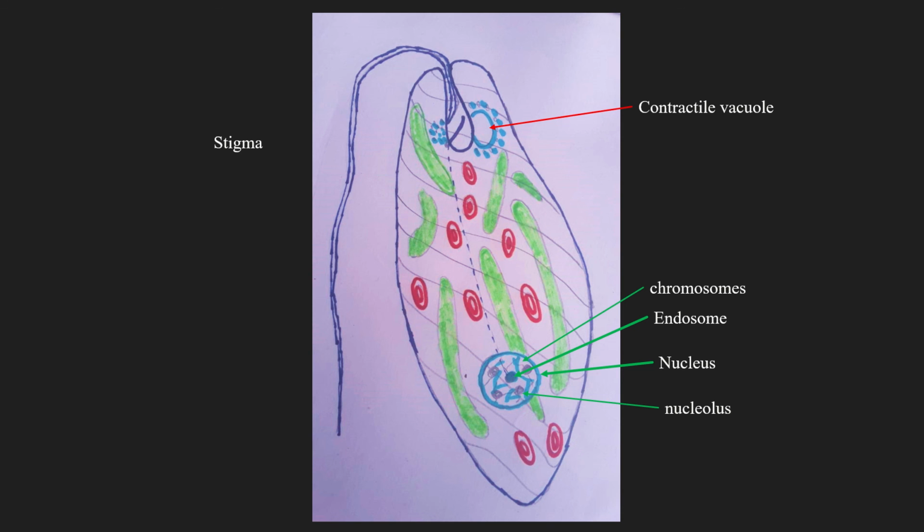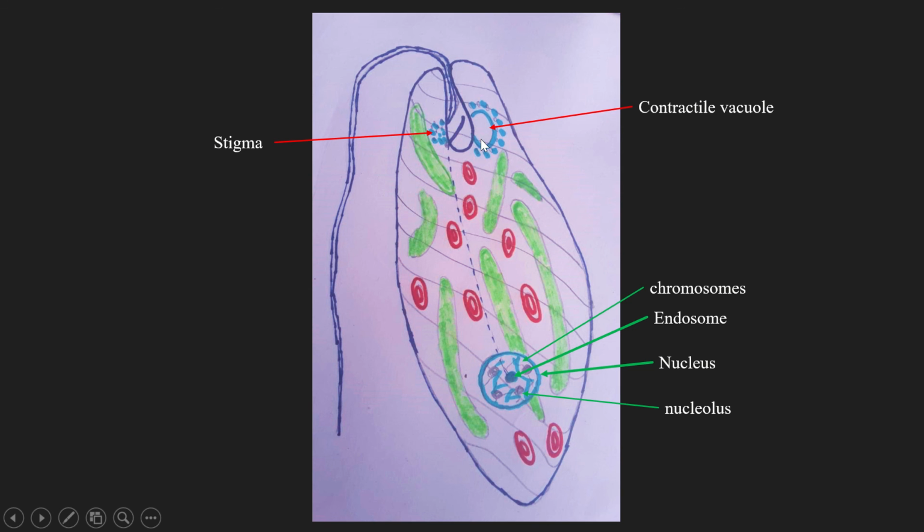With the help of this vacuole, water along with the waste products produced by metabolism in the body can be removed via the reservoir and cytostome. The contractile vacuole can remove the waste material and water from the body.